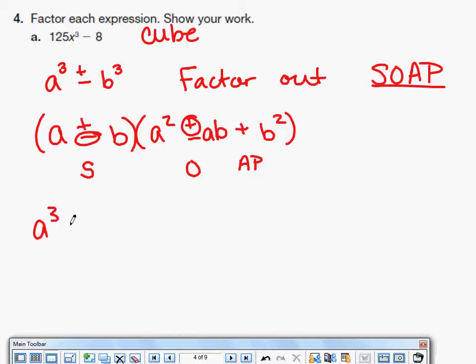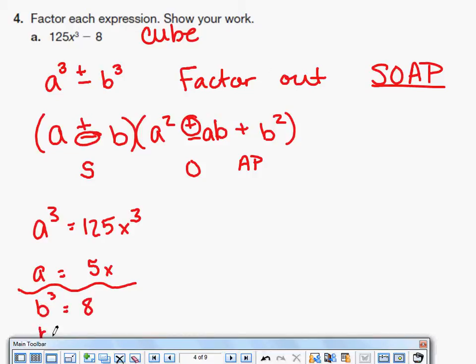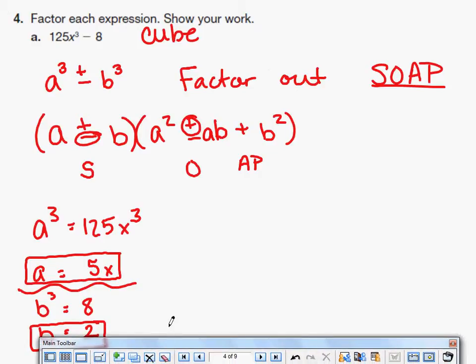Okay, well, if my a cubed is 125x cubed, then that means my a is going to be the cube root of 125, which is 5, and the cube root of x cubed is x. Okay, so if my b cubed is 8, then my b is going to be 2. So I'm going to take this part here, and this part here, and plug them into my equation.